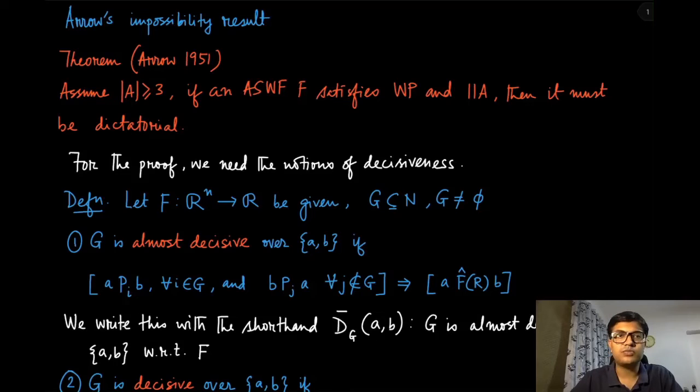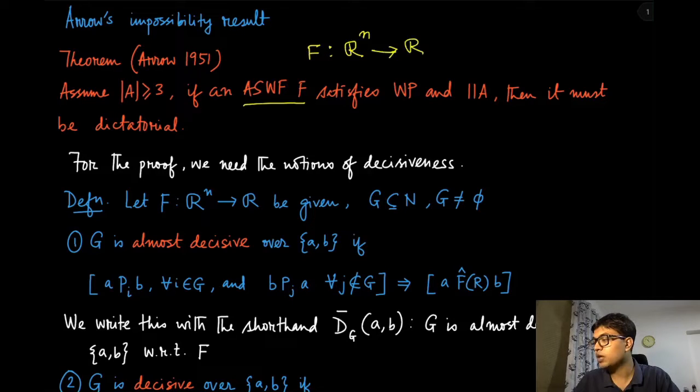Let us now start proving the Arrow's impossibility result. Just to remember what Arrow's impossibility was: if we have three or more alternatives in the social welfare function domain, so we have an Arrowian social welfare function f, and let's recall what that f was. f was actually a mapping from the ordinal preferences of all these agents.